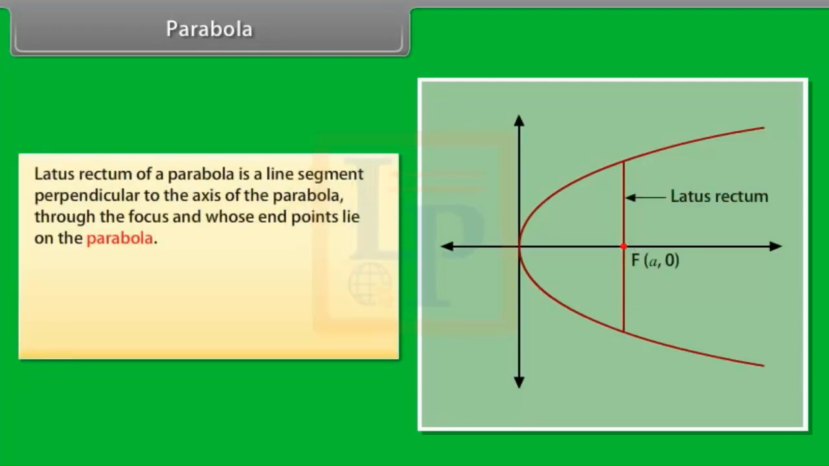The latus rectum of a parabola is a line segment perpendicular to the axis of the parabola through the focus and whose end points lie on the parabola. The length of the latus rectum of the parabola y square is equal to 4ax is 4a.